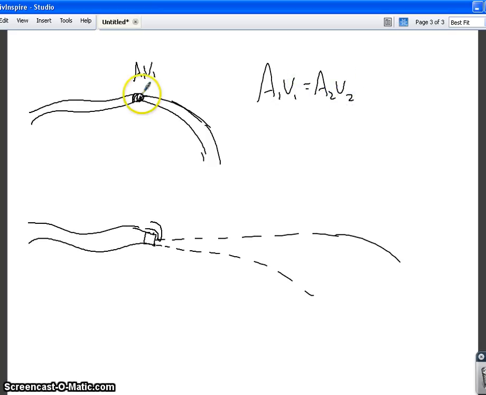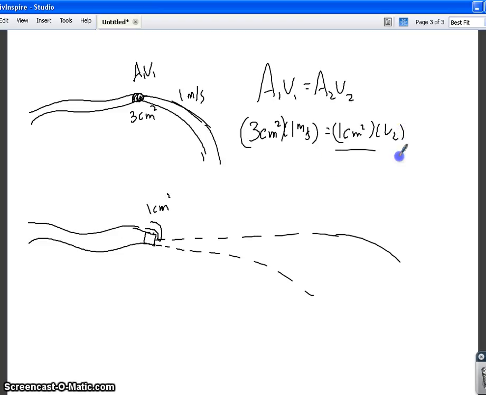So let's just say the area of this is 3 centimeters squared, and then when you put your thumb over, it's 1 centimeter squared. So 3 centimeters squared times, and we'll say it's going 1 meter a second, equals 1 centimeter squared times V2. How fast is water flowing out? Well, we divide by 1 centimeter squared, and the centimeters cancel out, and so we get 3 meters per second. Because we decrease the area, we increase the velocity.